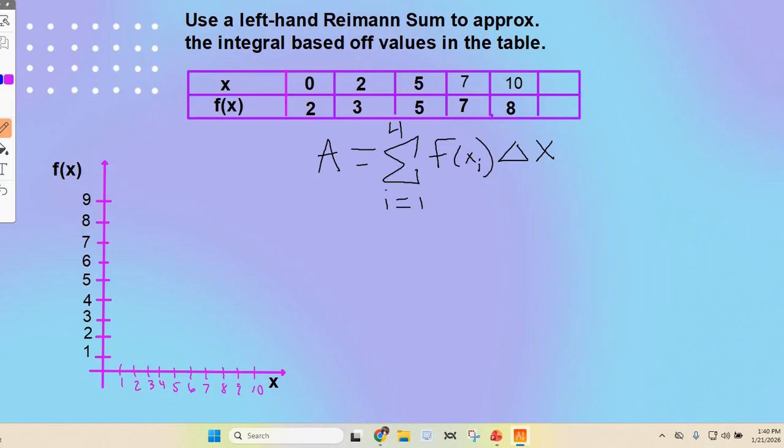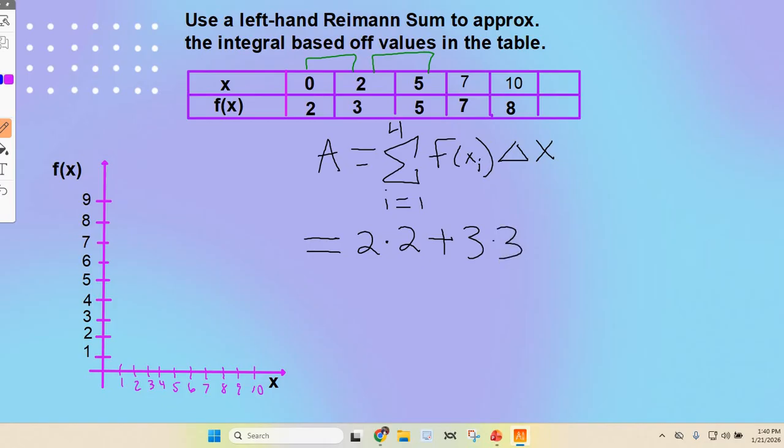Now we are using a left-handed one. So from 0 to 2, which of our f of x or y values are we using? 2. Okay. And then what is our width? So that's my first interval. Then from 2 to 5, what are we using there? 3 as my height. And what's our width this time? Also 3.